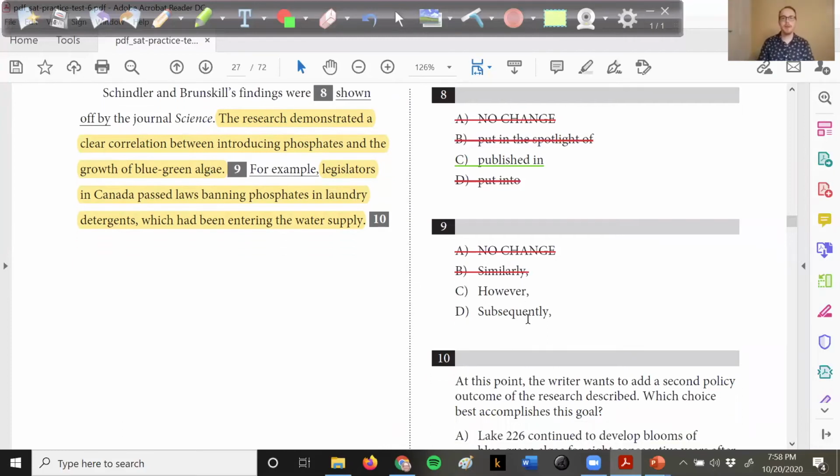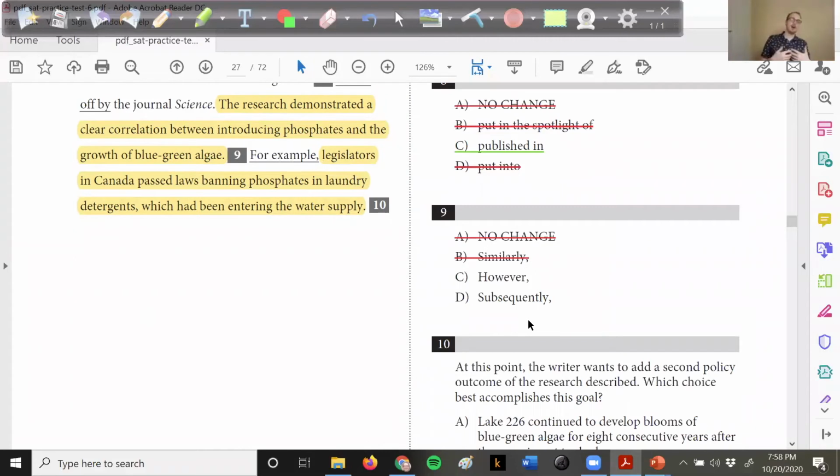However is what we would call a contradictor of transitional phrases. However means I've said one thing, but I'm about to say something to the contrary. I'm about to say something that comes pretty close to being the opposite. And for this reason, I don't like C, because these laws make sense with this finding. If these phosphates were causing this algae in the water supply, it makes sense that the legislators would try and ban that phosphate from getting into the water and causing algae. So it's not really a contradictor.